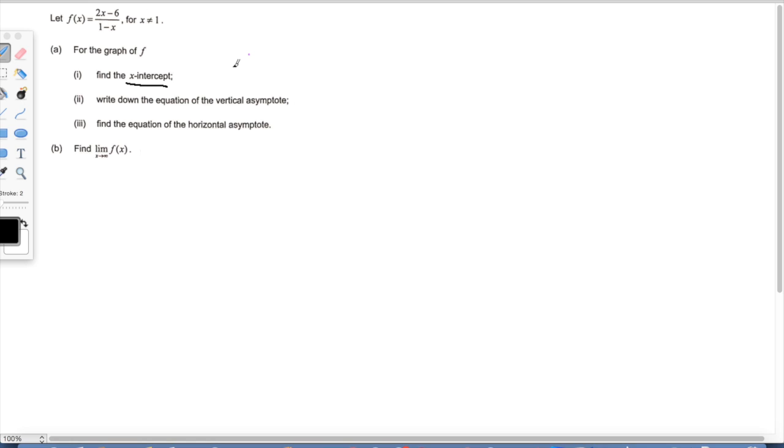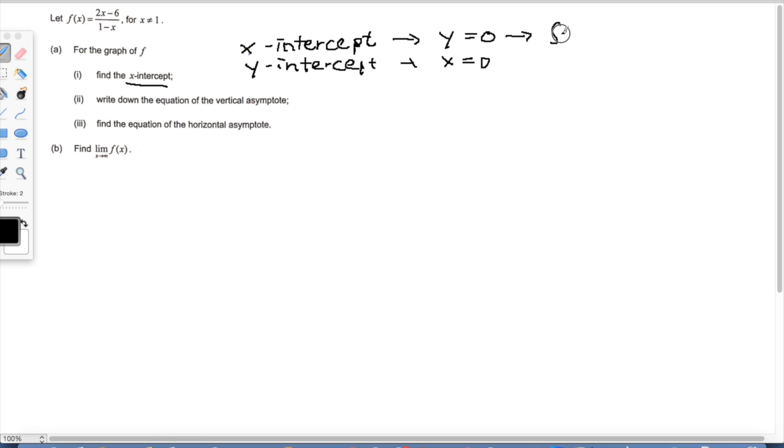So the trick is, x-intercept means y equal to 0. Y-intercept, x equal to 0. So when you know that y equal to 0, that means f(x) equal to 0, and you are trying to solve for x. And when x is 0, you are finding the value of f(0) to get the y-intercept.